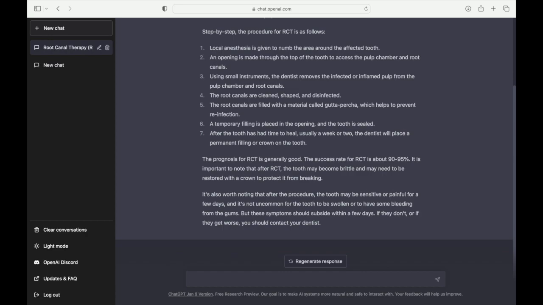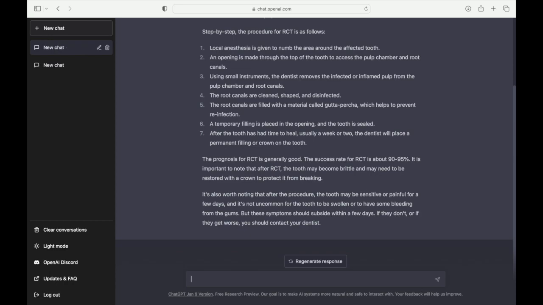Let's move on to the next part of the answer concerning the prognosis for RCT. The prognosis for RCT is generally good. The success rate for RCT is about 90 to 95%. Yeah, I seem to remember from dental school that it's around 86%, so that figure's in the ballpark.